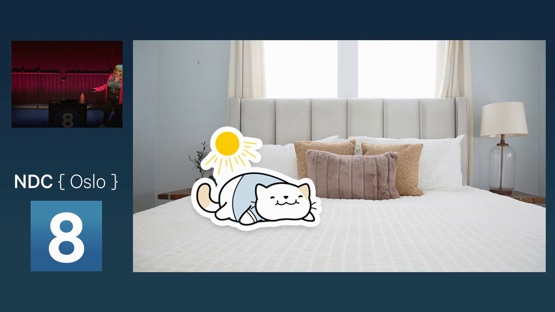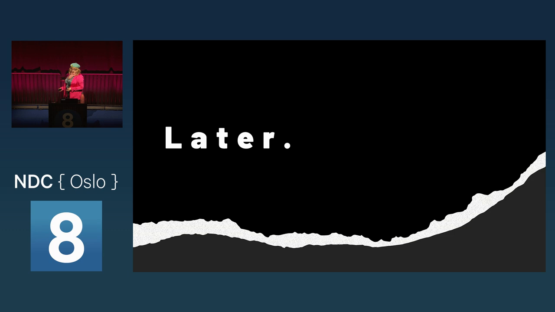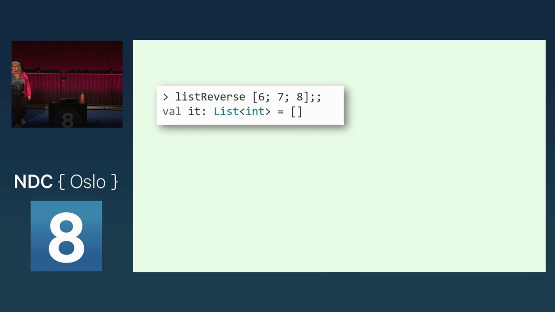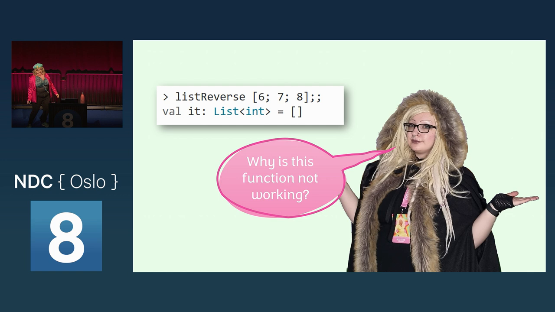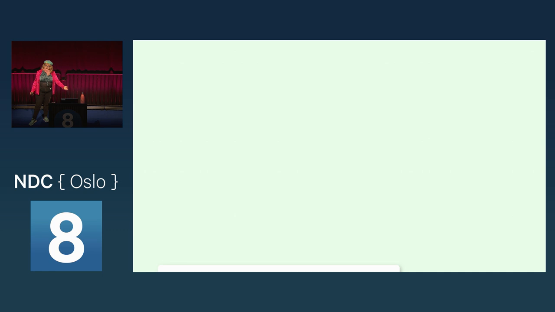A few minutes later, I come along and I try and use this function and I say, oh, okay, let's try and reverse list 6, 7, 8. And it tells me, oh, the reverse of 6, 7, 8 is, of course, an empty list. And I'm just like, oh my God, why is this function not working as I expect? So I do the natural thing.